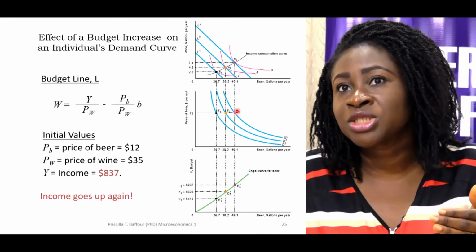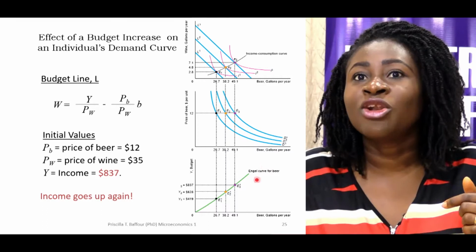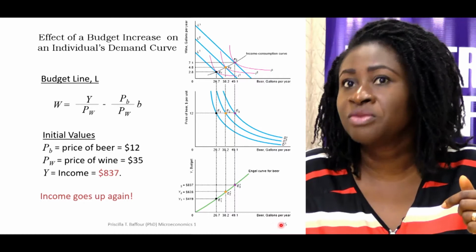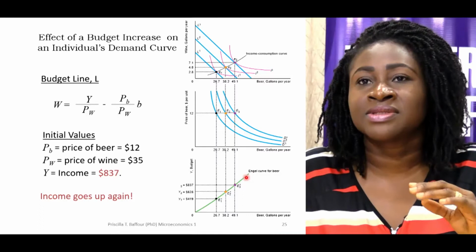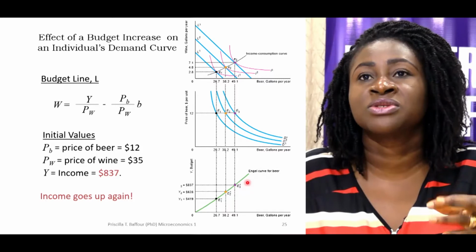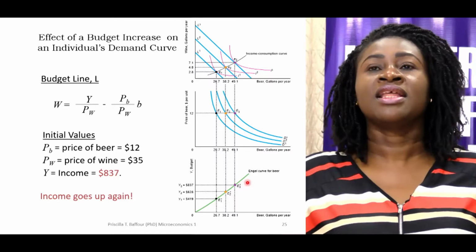When we come to the derivation of the Engel curve, we are looking at income against the gallons of beer that this individual has consumed. You can tell that the higher the income, the higher the satisfaction. This is your typical normal good, where you increase consumption when income increases, so it's an upward sloping Engel curve. Basically, that is it for the Engel curve and the demand curve.